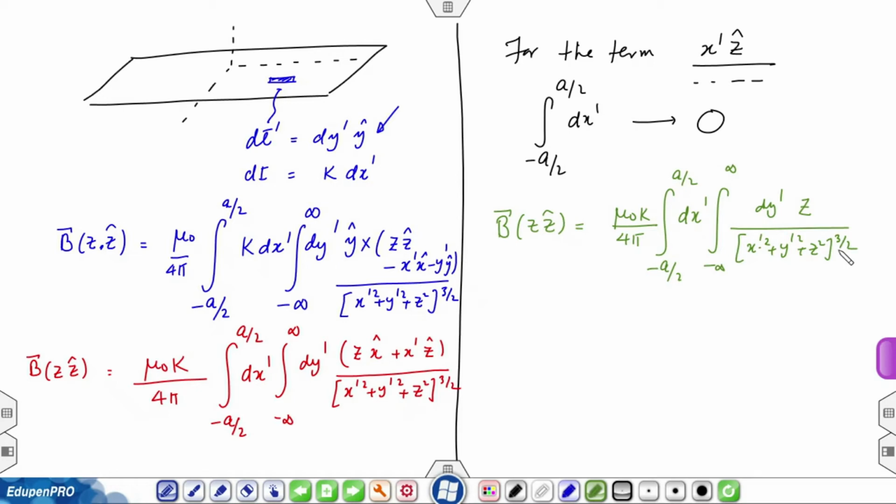Again, you can do this integral by substitution, and I will leave that for you, and you get B z z is equal to mu naught k over pi, z over modulus z, tan inverse a over 2 mod z, in the z direction. That is the answer.